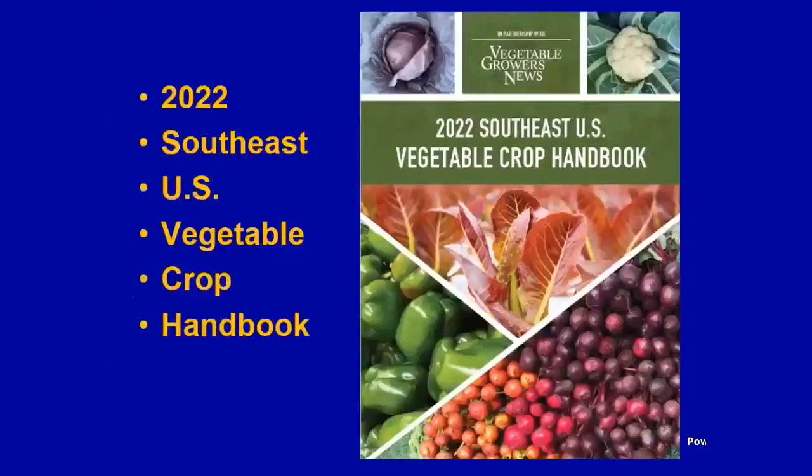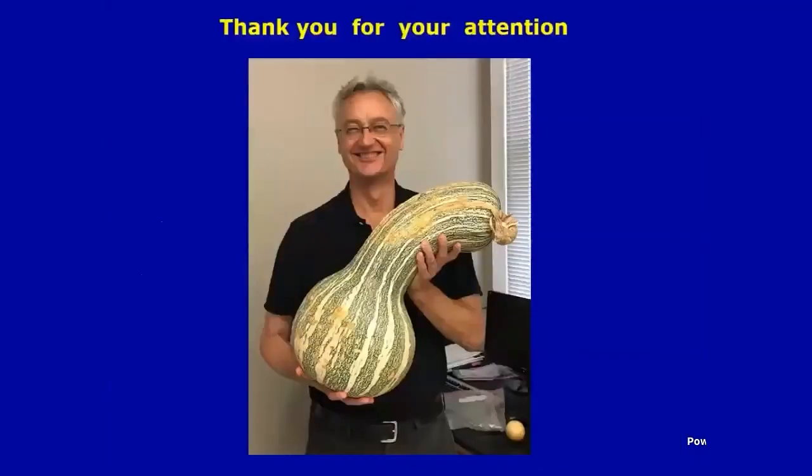So with that, I think I will, well, there's the Southeast U.S. Vegetable Crop Handbook that Andre mentioned. Just Google 2022 Southeast U.S. Vegetable Crop Handbook, and you will be able to get a download, a PDF copy, targeting more towards commercial growers, but also very useful when you're looking at varieties throughout the Southeast. This is an excellent book. I would recommend you look at that if possible.